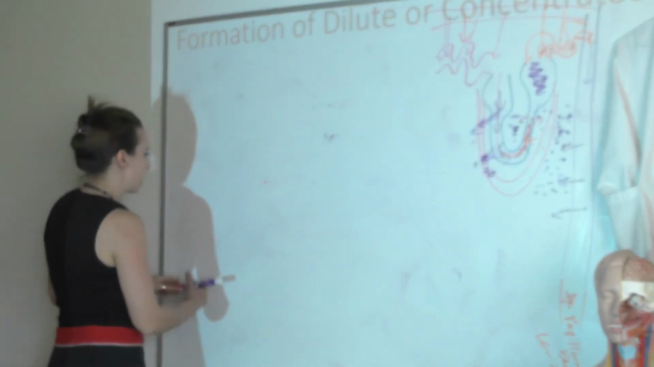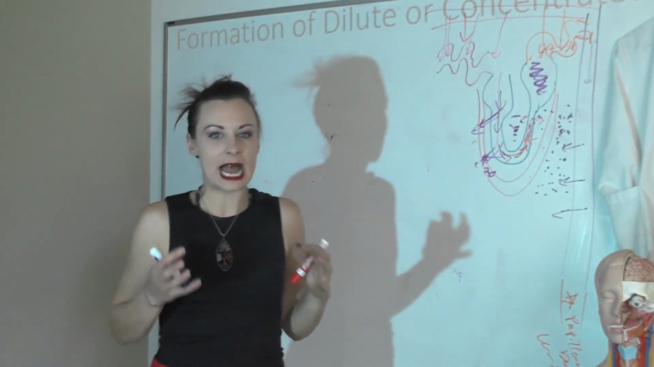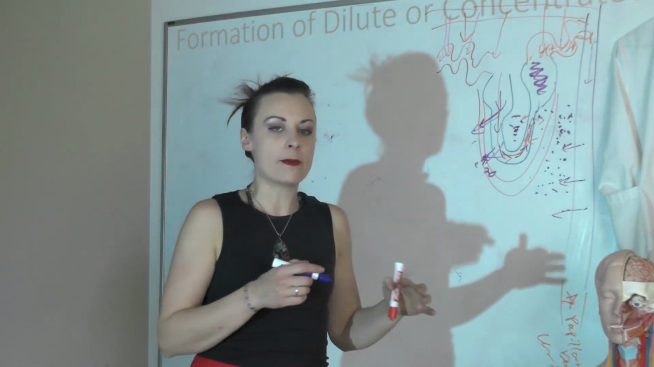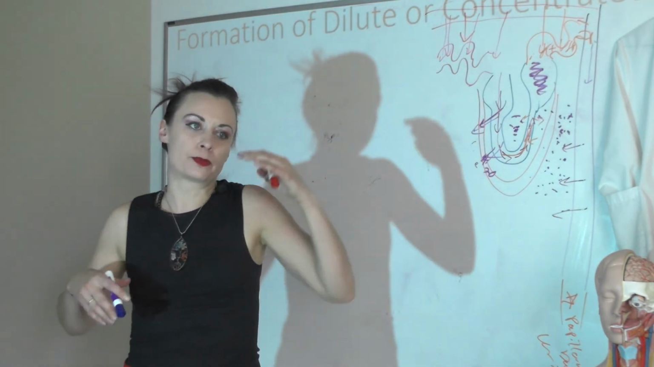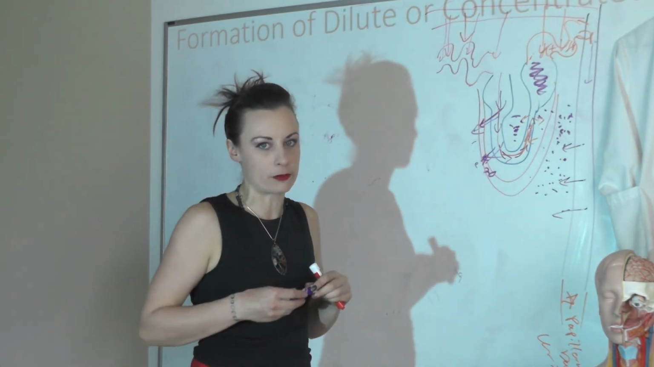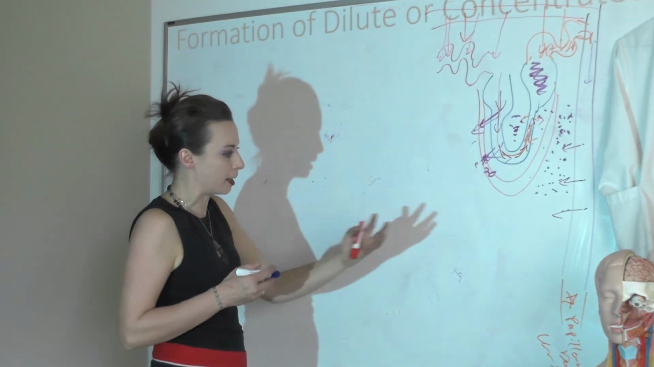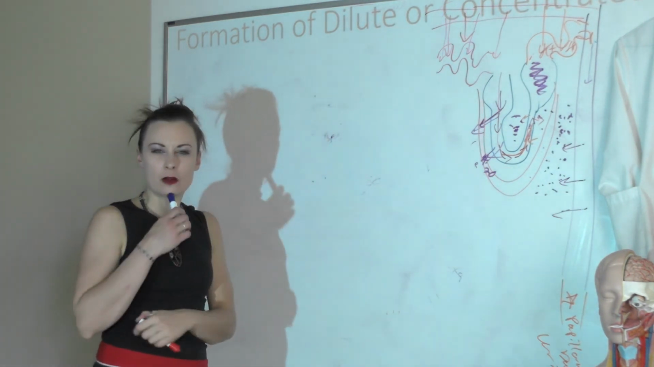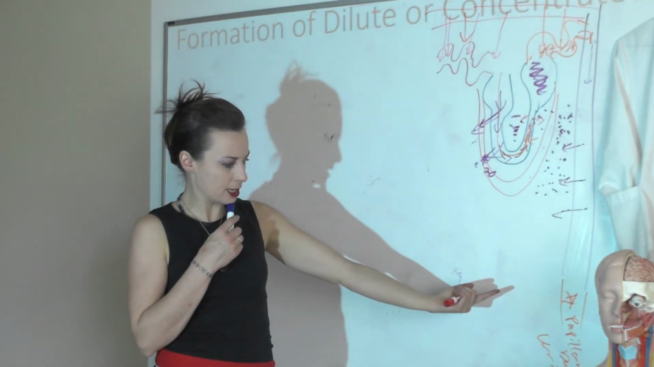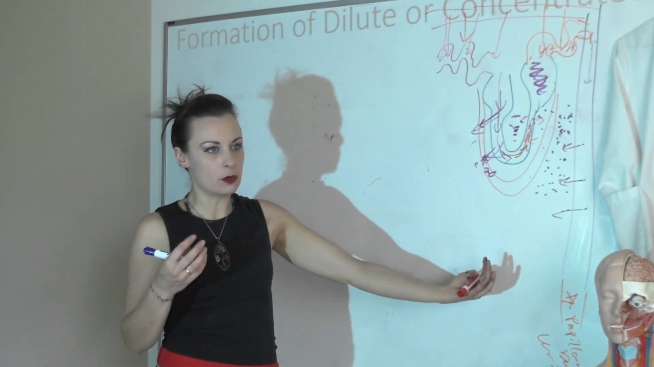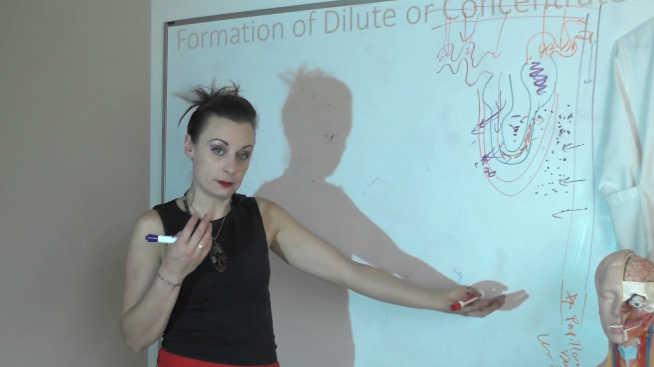So let's just imagine if we were so dehydrated that we had the maximal kind of secretion of antidiuretic hormone from the hypothalamus so that we could get the maximal water reabsorption here, then what kind of urine would we secrete down here? Would we have a lot, a little? Would it be concentrated, dilute?